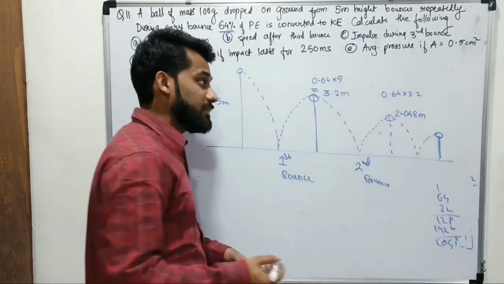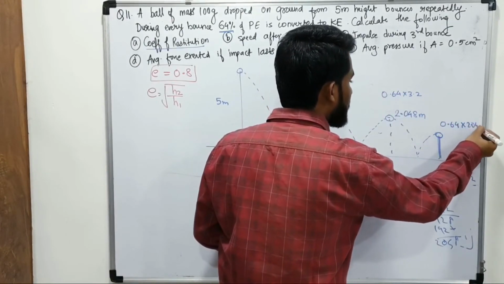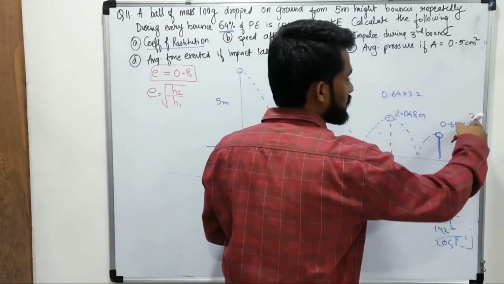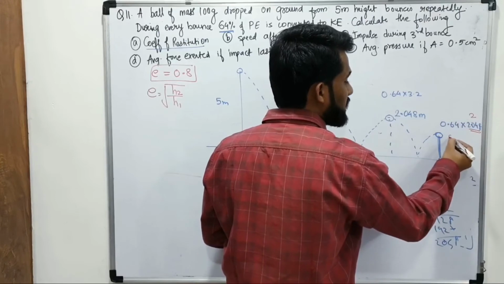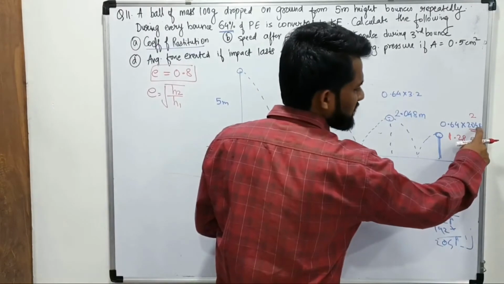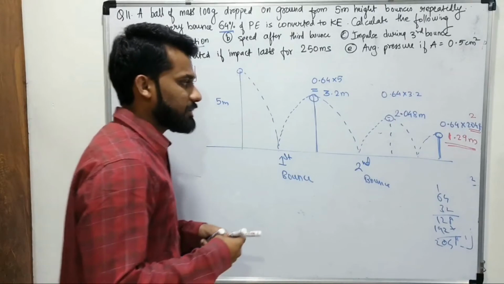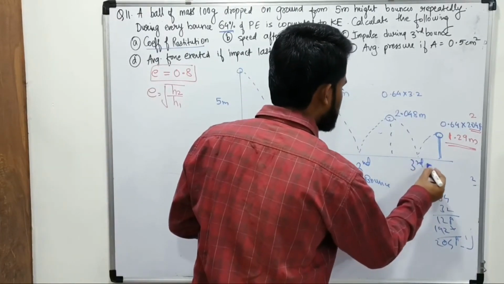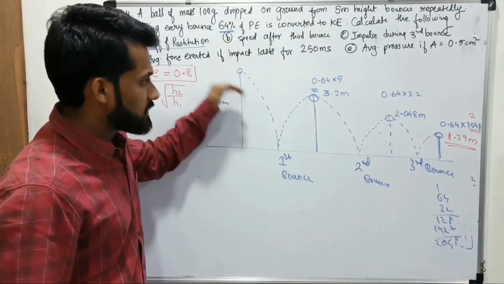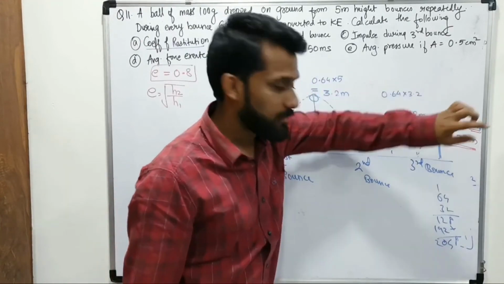And after bouncing the third time it will rise to a height which will again be 64% of this, that is 0.64 of 2.048. If I treat this 2.048 as roughly 2, then 2 into 0.64 is 1.28, but because of the extra part I will treat it as 1.29 meters roughly, right? So this is the third bounce. So after the first bounce the height is 3.2 meters, after the second bounce 2.048, and after the third bounce 1.29.